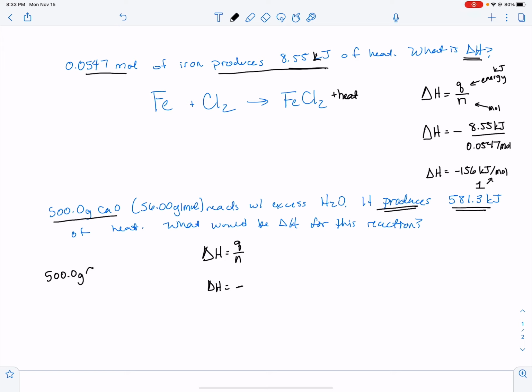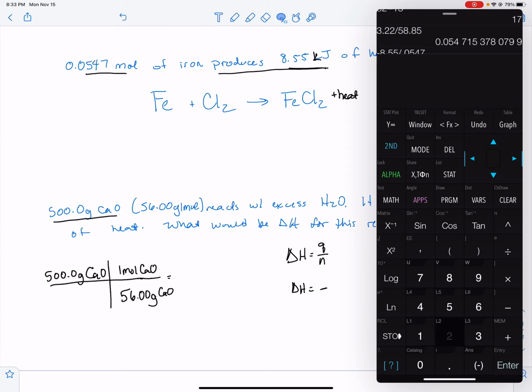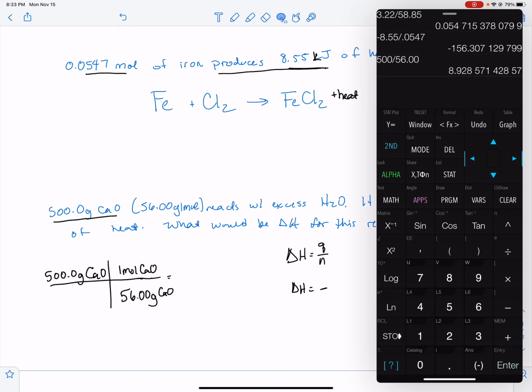And so what we're going to do is we'll just take our 500.0 grams of CaO, and we're going to turn that into moles. So if we know that it's 56.00 grams in 1 mole of CaO, then that's going to give us our mole amount. So I'm going to bring over the calculator, and I'm going to put 500 divided by 56.00. And so that gives me my mole amount is 8.9286. We'll just put some extra sig figs in that one. And then that's the N value right there.